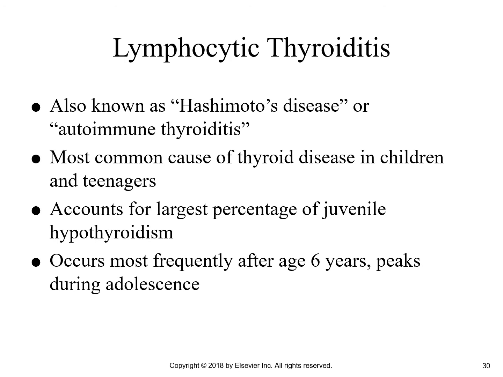Lymphocytic thyroiditis, or Hashimoto's disease, also known as autoimmune thyroiditis, is the most common cause of thyroid disease in children and teenagers. It accounts for a large percentage of juvenile hypothyroidism, and it occurs most frequently after age 6 and peaks during adolescence.